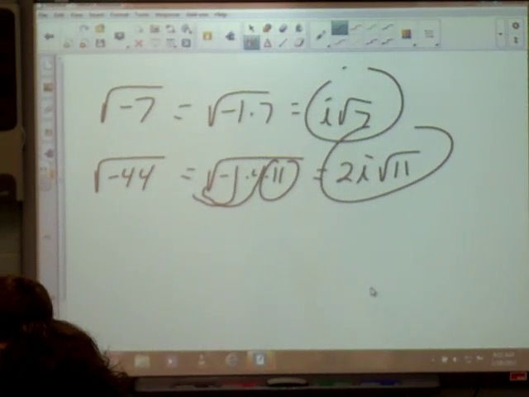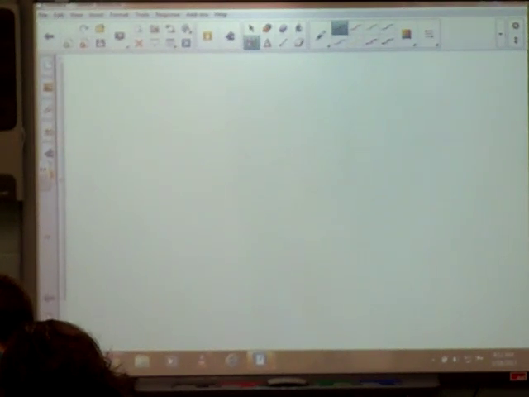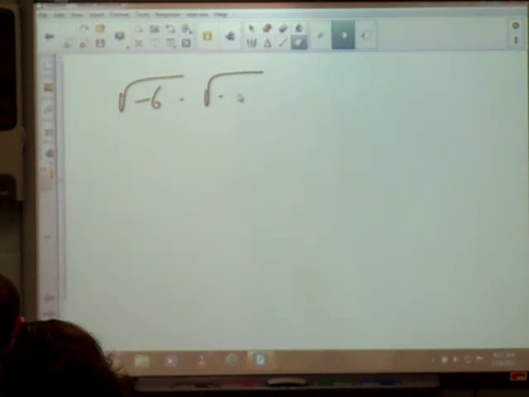This next kind that we're going to look at is what tricked me initially. I had to look up a rule to remember because I was getting it wrong. It says the square root of -6 times the square root of -30.